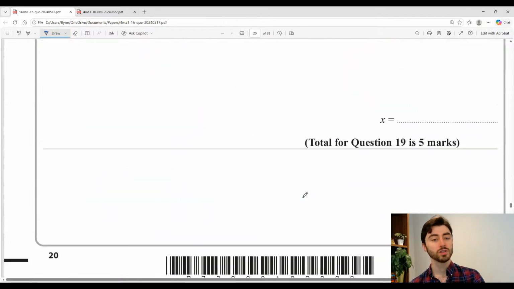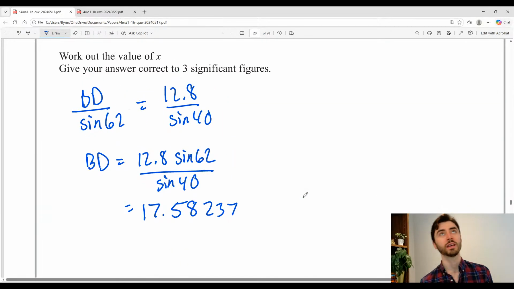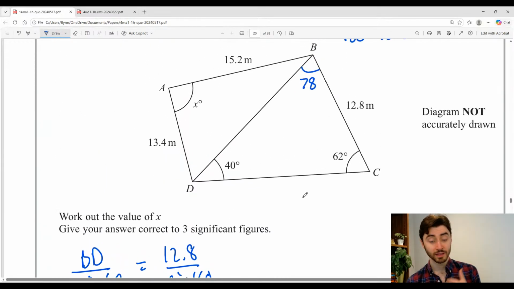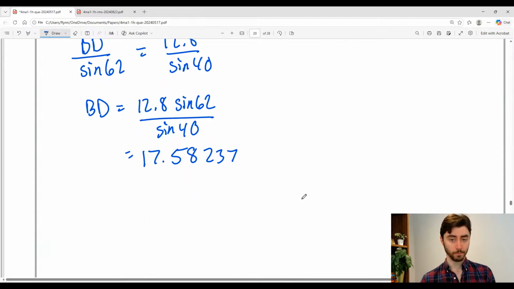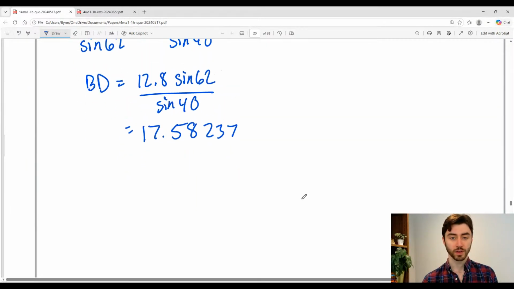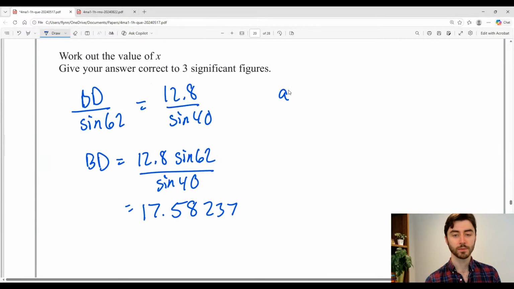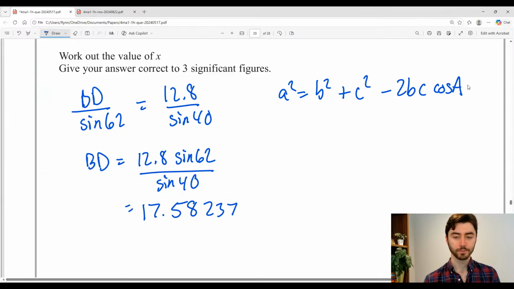Now, what you could do is make your life easier by memorizing the rearranged form for cos A. But if you can't, that's fine. You can just get there from the cosine rule, which is a squared equals b squared plus c squared minus 2bc cos A.